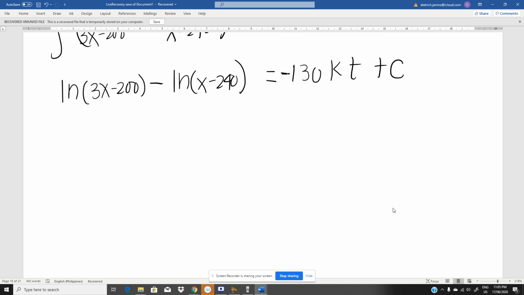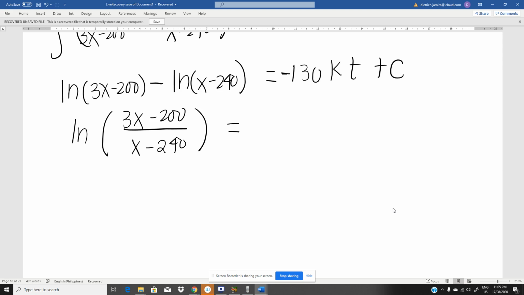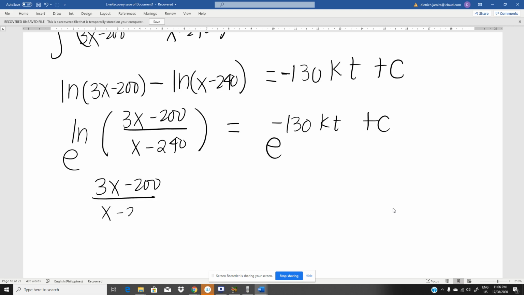Using the rules of natural logarithm, we will have ln of 3x minus 200 all over x minus 240 is equal to negative 130 kt plus c. Taking the exponential of both sides, 3x minus 200 all over x minus 240 is equal to c multiplied by exponential of negative 130 kt.